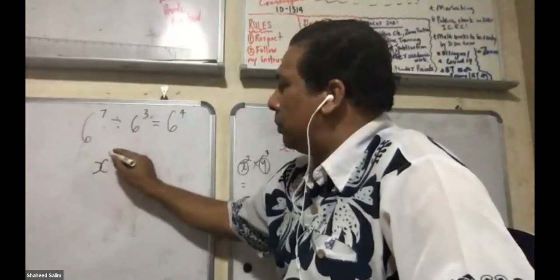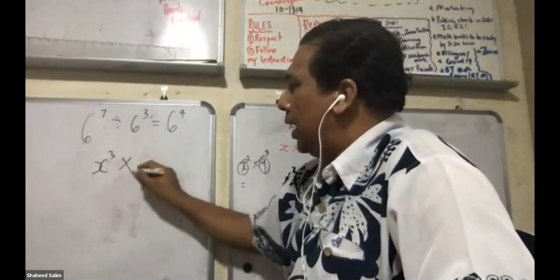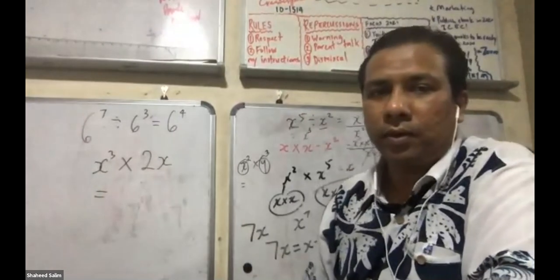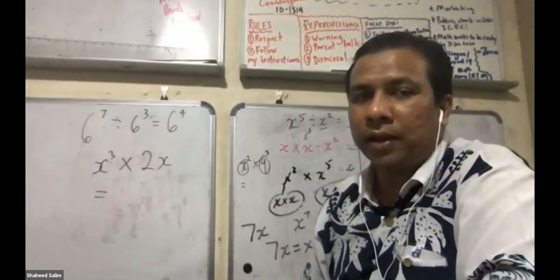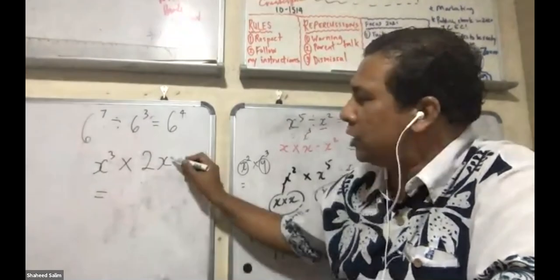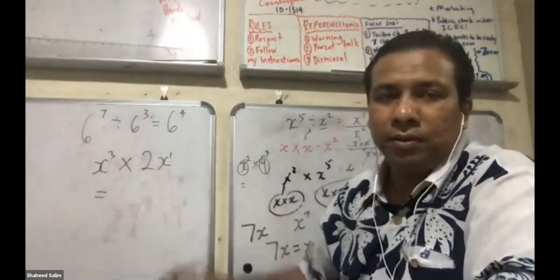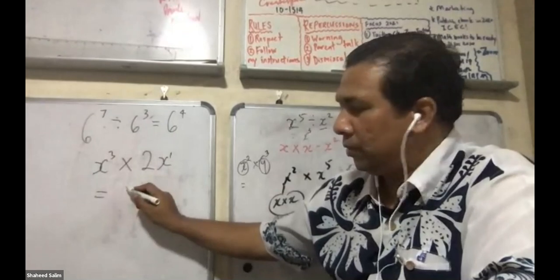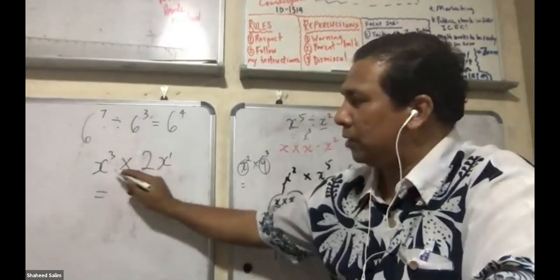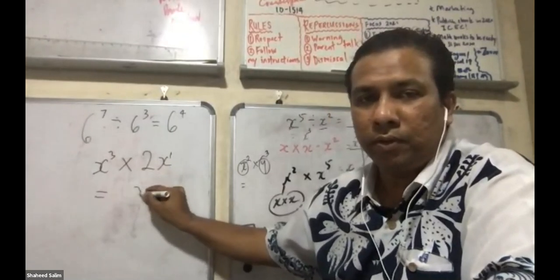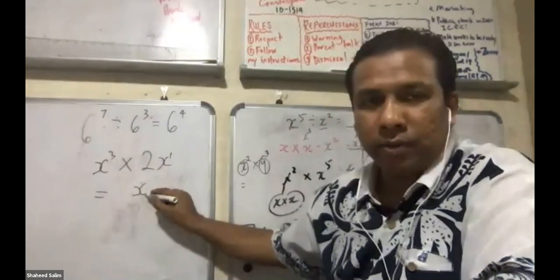You try x to the power of 3 times 2x. What's your answer? Anyone? Ryan? Try, Ryan. Just guess only. Doesn't matter. This x is x power 1. So what do you think? Do the x first. X power 3 times x power 1. X to the power of, plus the power, x to the power of 4.